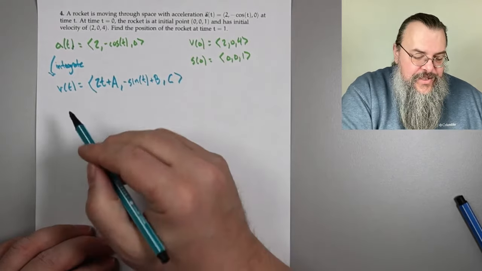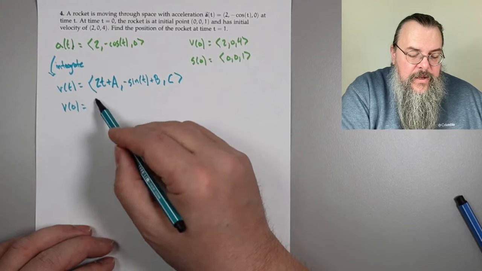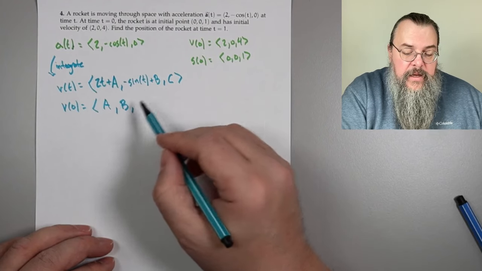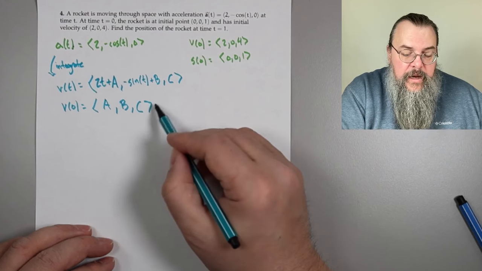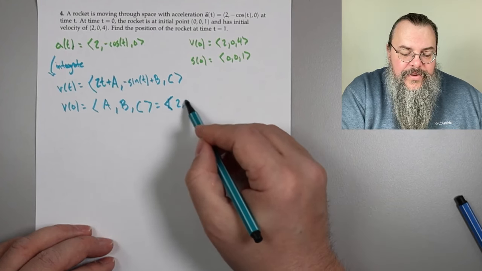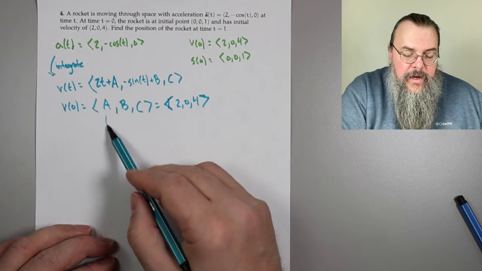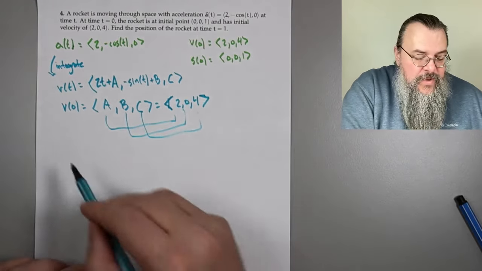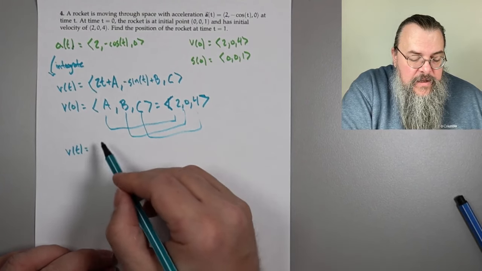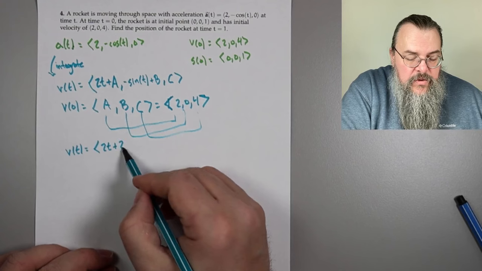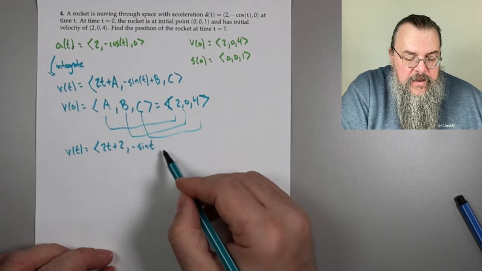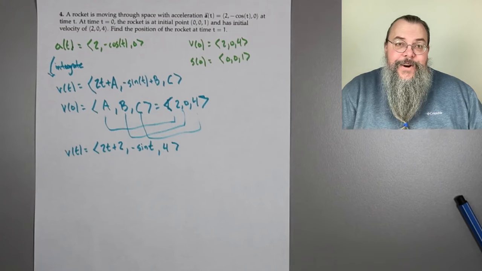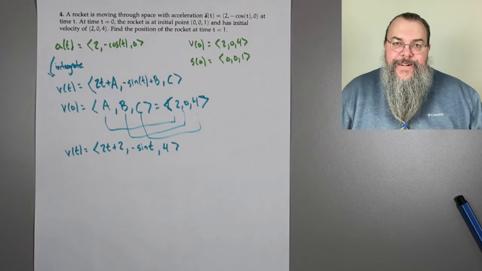Now let's use our initial conditions. v of 0 would be 2 times 0 plus a, minus 0 plus b, and then c. And we're told that that's 2, 0, 4. So we say a, b, c equal 2, 0, 4. Let's update. We now have that v of t is 2t plus 2, negative sine t, 4, so in other words, plug in for a, b, c. All right, halfway up our ladder, let's take our next step.